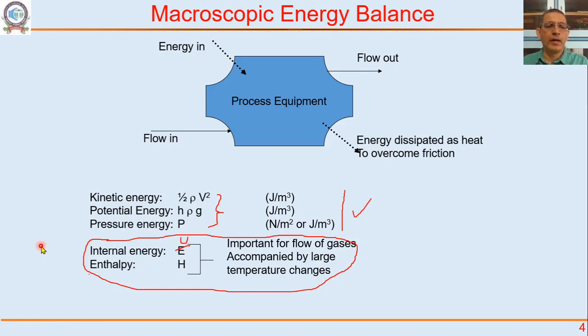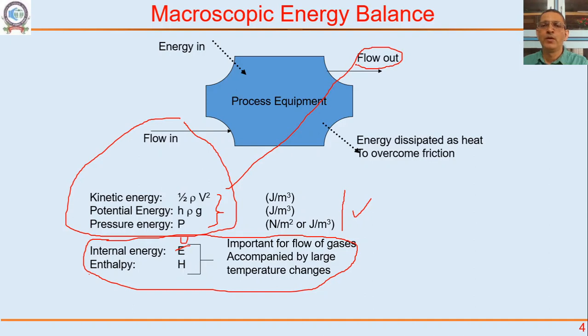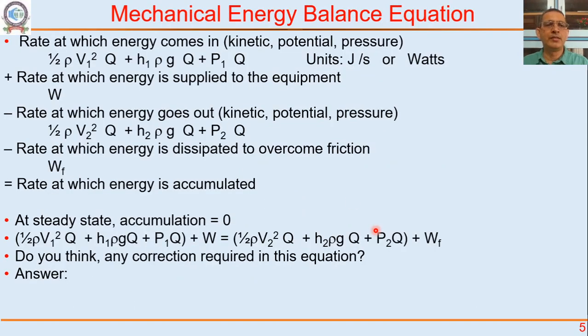Okay. So right now what we want to do is write energy coming in because of these three forms, energy going out because of these three forms, right? These energies are going to be associated with the flow that is coming in. So we would like to write these three quantities for the flow that is coming in and the flow that is going out. We may also have some energy coming in. We may supply electrical energy, we may supply some mechanical energy, and energy dissipated as heat. So if we write a balance, this is what we should be writing.